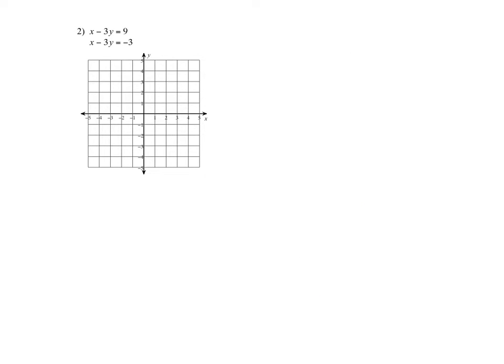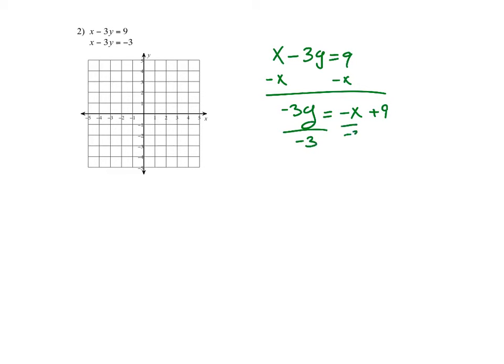Okay, so again, I'm going to be solving for y. So my first equation, x plus 3y equals 9. I'm going to subtract x on both sides. So 3y equals negative x plus 9. And now I'm just going to divide by 3. So y equals negative 1/3 x plus 3.